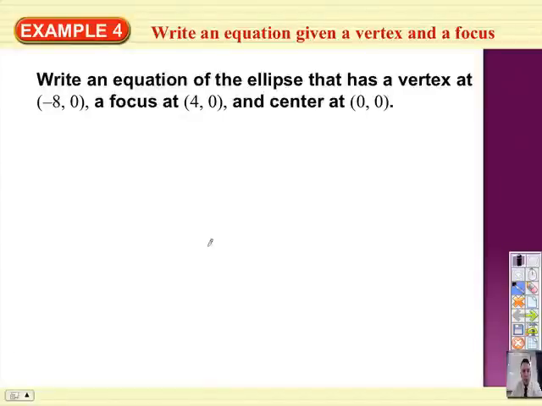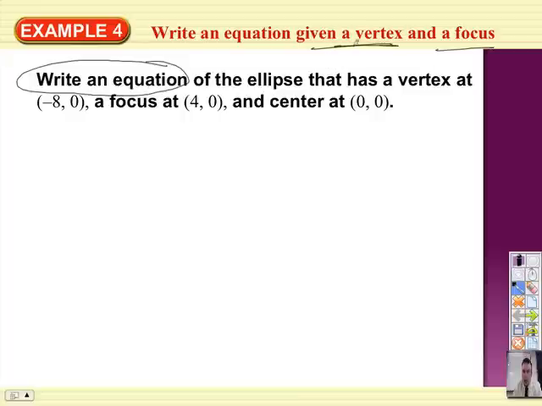Alright, last example, example 4. I'm going to write an equation again, but I'm giving you different stuff. So I'm giving you a vertex and a focus instead of, I think last time, vertex and co-vertex. I could give you a co-vertex and a focus. You just have to understand what I'm giving you.